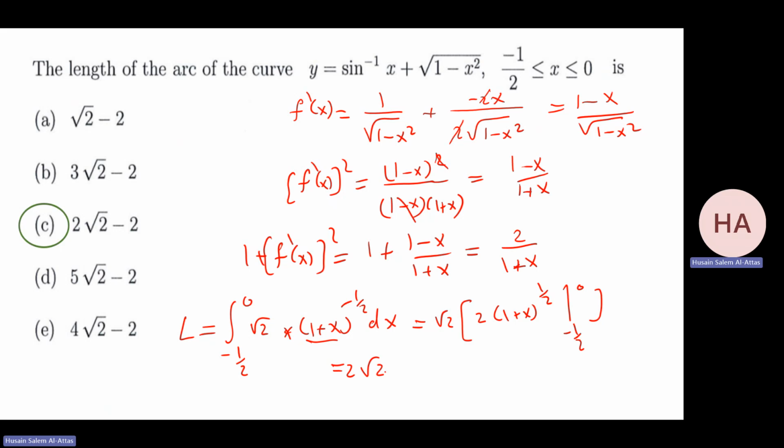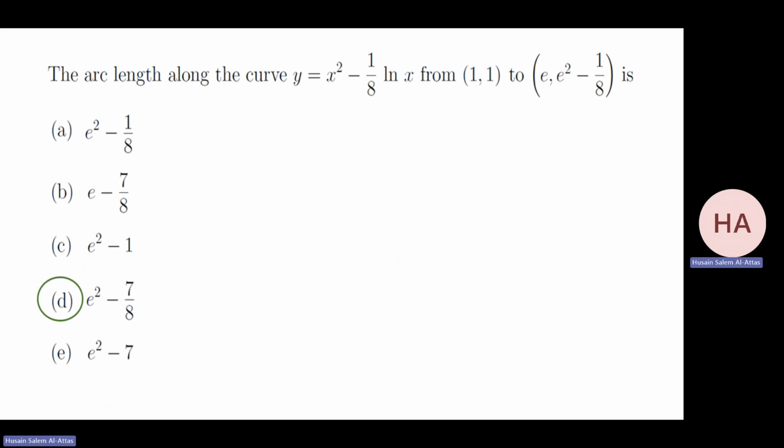That gave me 2 square root of 2 times what? When I substitute the 0, you will get 1. I took 2 outside. 1 minus half, that is half under the square root, minus 1 over square root of 2. That gives me 2 square root of 2 minus 2, which is this. The arc length of this function.